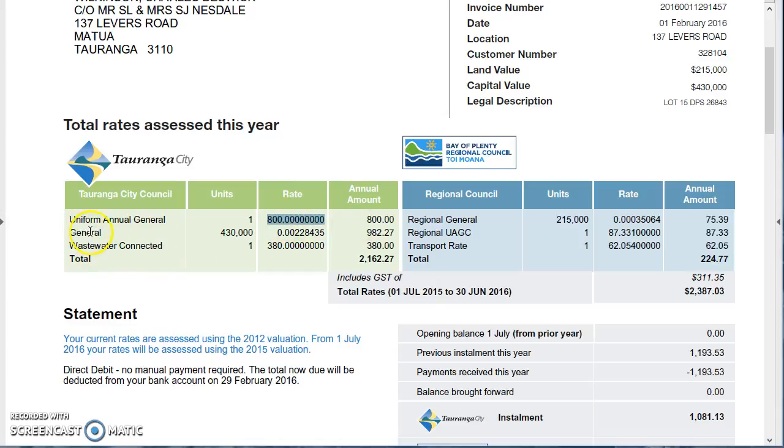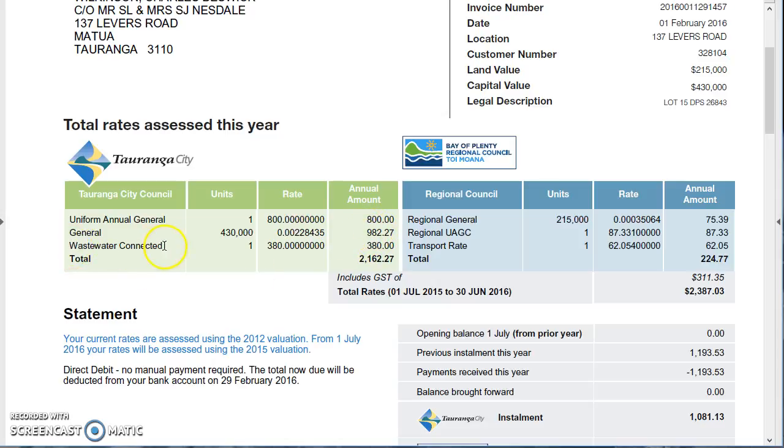Next line is the general. This one adjusts every year. Every year they have a rates review to work out this rate. The first thing to notice is the units actually match up with your capital value, that's the total value of your land and building. So that is the number of units, and then the rate is applied to that. This number is reviewed every 3 years. Sorry if I said every year. Every 3 years this number is changed. So the council works out how much money it needs, how many ratepayers we have, and then through a calculation determines this rate here, and it spits out the number.